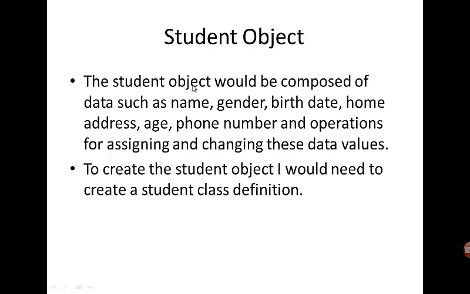So let's talk about the student object. The student object will be composed of data such as name, gender, birth date, home address, age, phone number, and the operations for assigning and changing these data values. So if I were to write a program and I were going to keep track of many students, I would need a container or an object for each student. And so that object would define what that student is composed of.